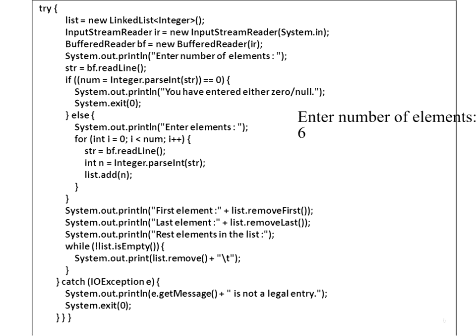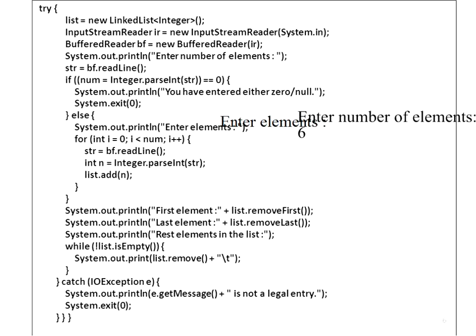Now next question will be, what is this? See, this is statement, system.out.println, enter elements. So next question will be, enter elements, okay? Now since user has entered 6, now he will be allowed to enter any 6 values he wants, okay? So any 6 values can be entered by him.